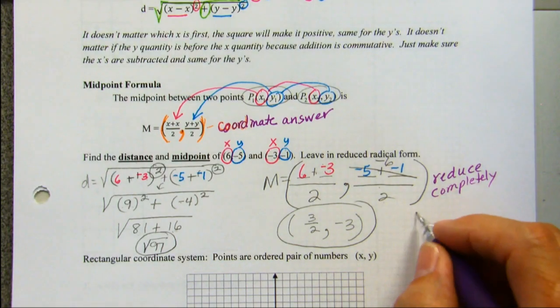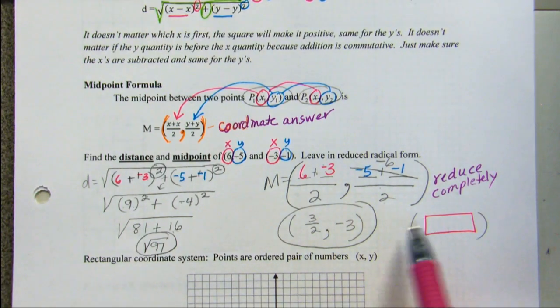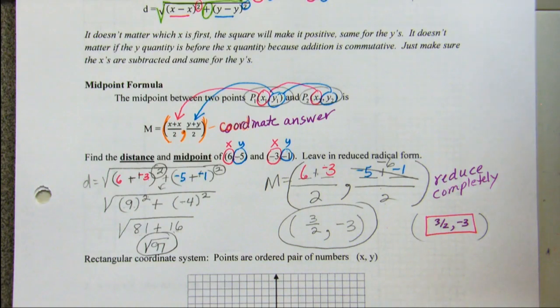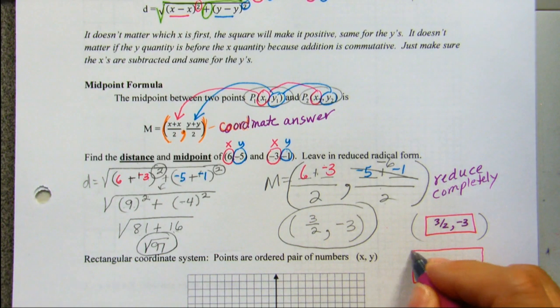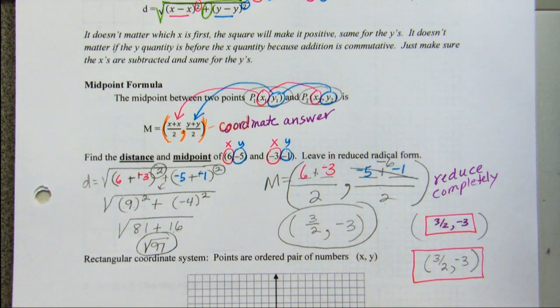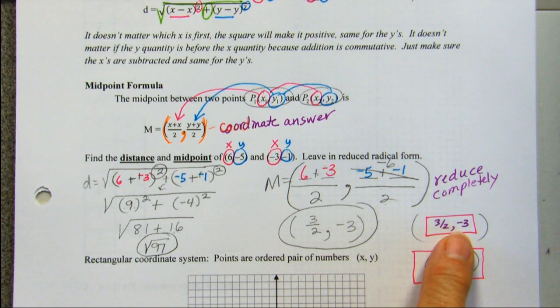Now, on WebAssign, if they've got the box inside the parentheses, you will only put 3/2, comma, -3. If it has a box with nothing, then you'll have to put the parentheses 3/2, comma, -3. I haven't looked at it in so long, I don't remember. If the parentheses are there, only put the numbers separated by a comma. If there's no parentheses, you'll have to put the parentheses inside the box.